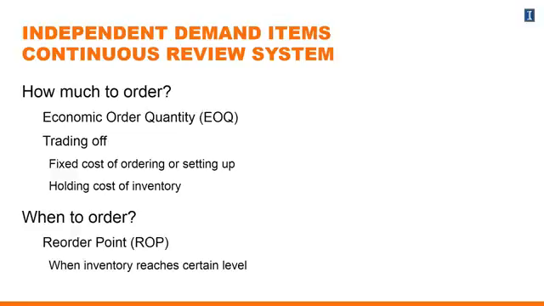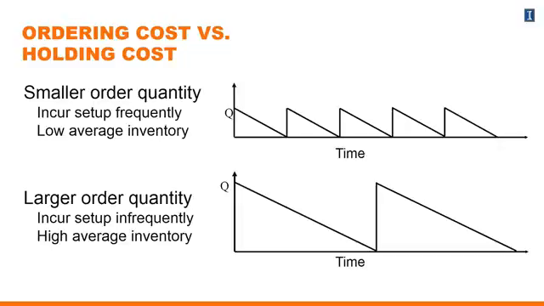But when to order is going to be based on a reorder point. So it's going to be based on when the inventory reaches a certain level. There's going to be a point that will be determined based on some analysis that we'll do that will say when it reaches a certain level of inventory, that's when you place an order. The question that we're trying to address here in this lesson is how much to order, and that's going to be your economic order quantity.